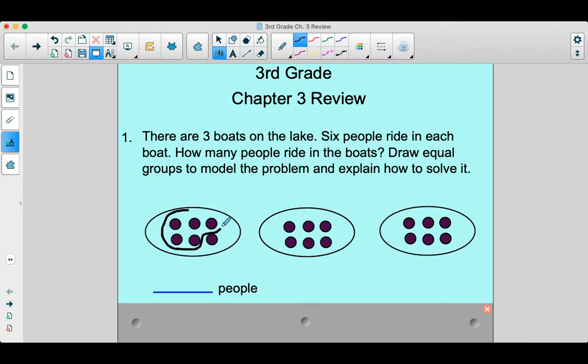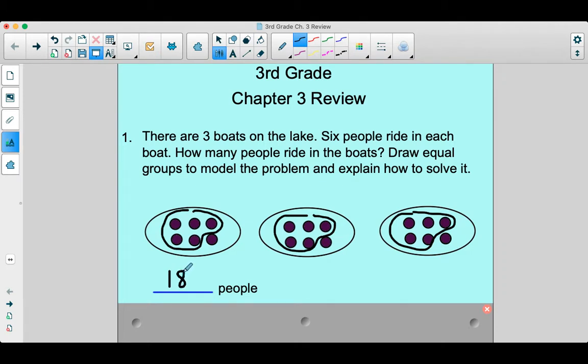So there's a group of 5. Here's another group of 5. And here's another group of 5. And maybe you did 5, 10, 15, and then added these 3 at the end. 15, 16, 17, 18. Maybe you did that. Either way, we have the number 18 as our answer.